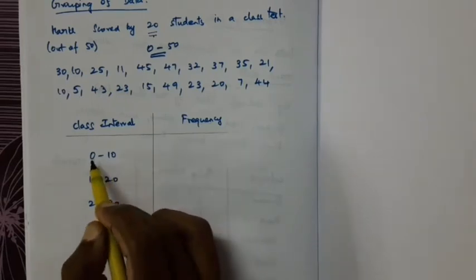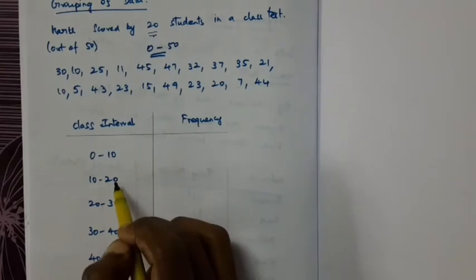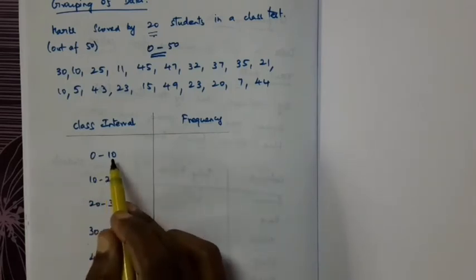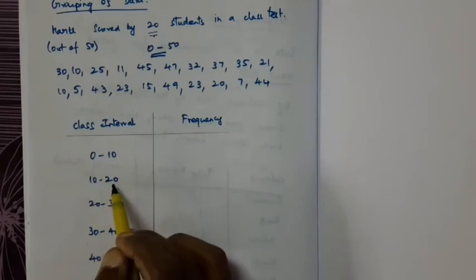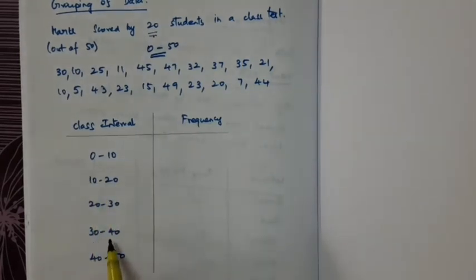So if it is 0 to 10, you have to count only from 0 to 9. If a student scored 10, you have to write it in the next interval. Same thing, if a student scored 20, it goes in 20 to 30. So this is from 0 to 9, 10 to 19, 20 to 29, 30 to 39, and 40 to 50, where you can include 50 also. Okay, so let us start counting now.